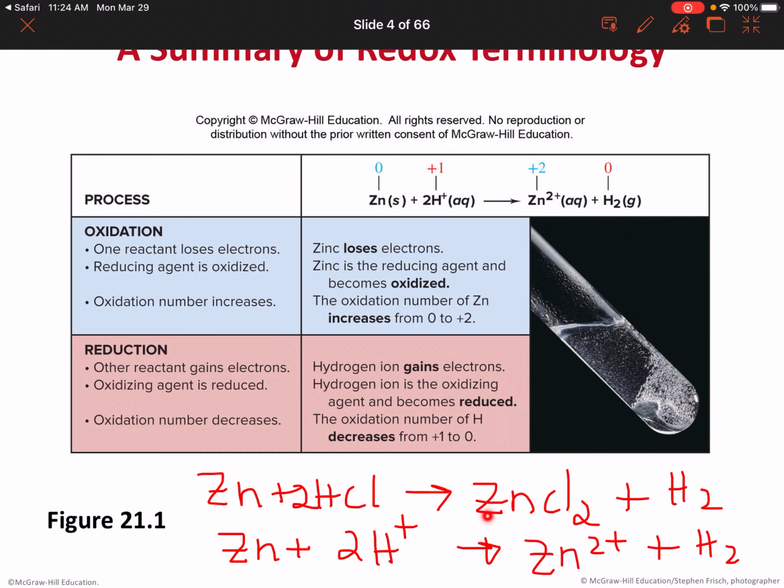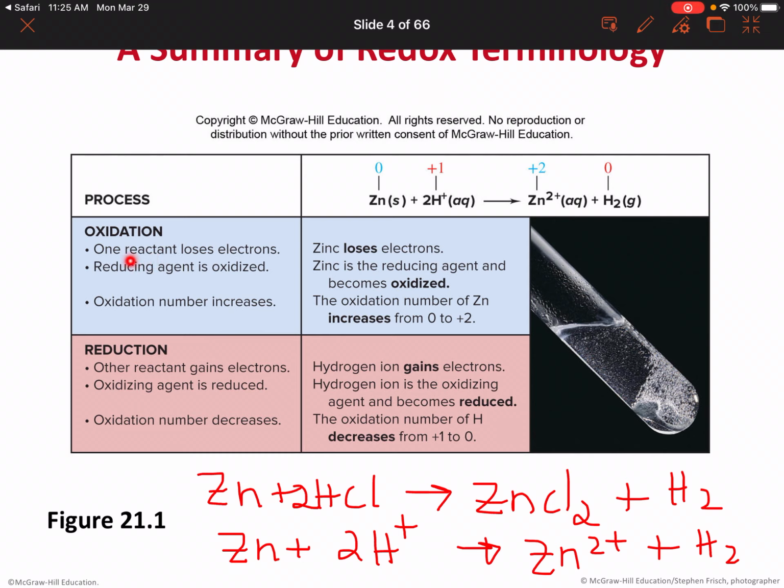And then zinc chloride. Chloride is negative 1, and there are 2 chlorides here, so the zinc is plus 2 oxidation number. And then the hydrogen here, H2 gas, so the oxidation number for hydrogen is 0. Okay, so what's happening over here?